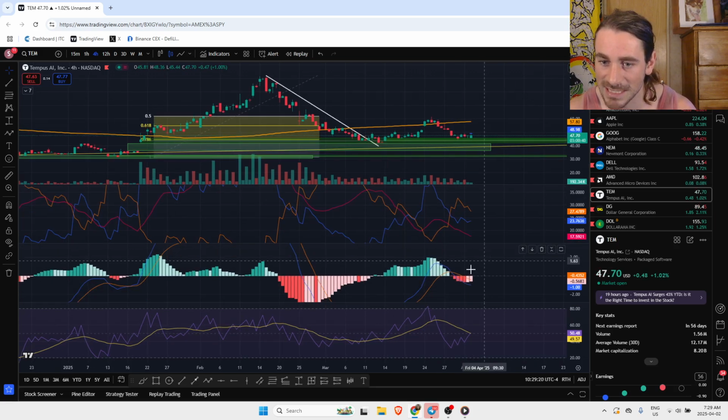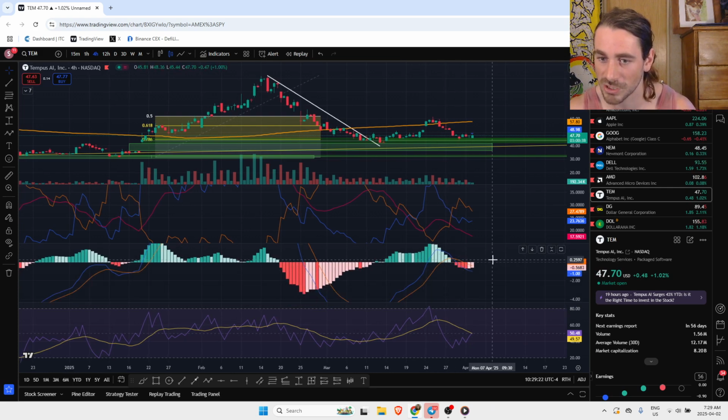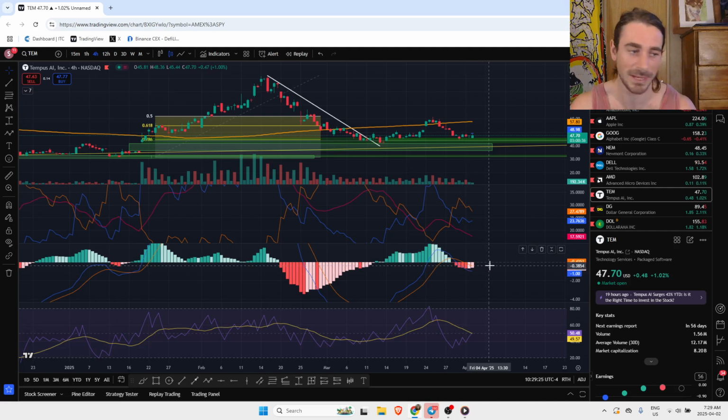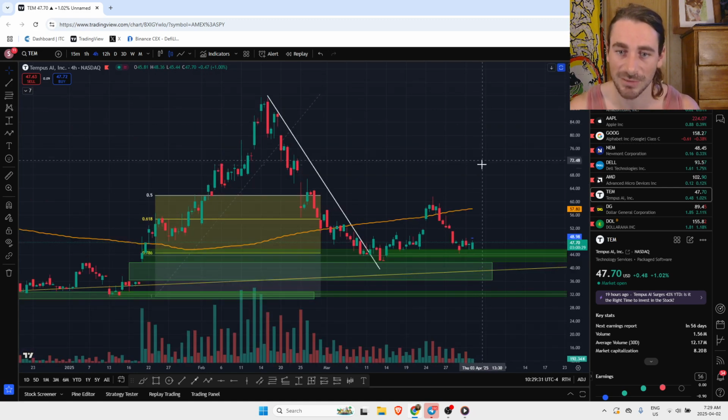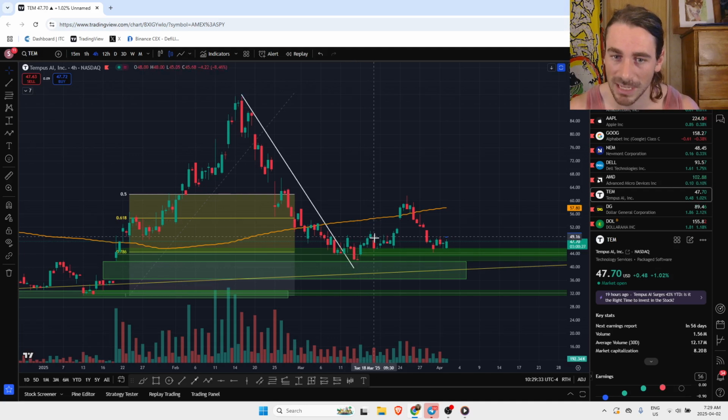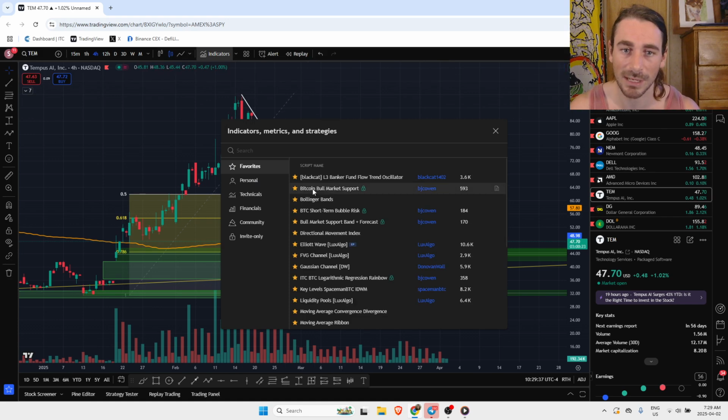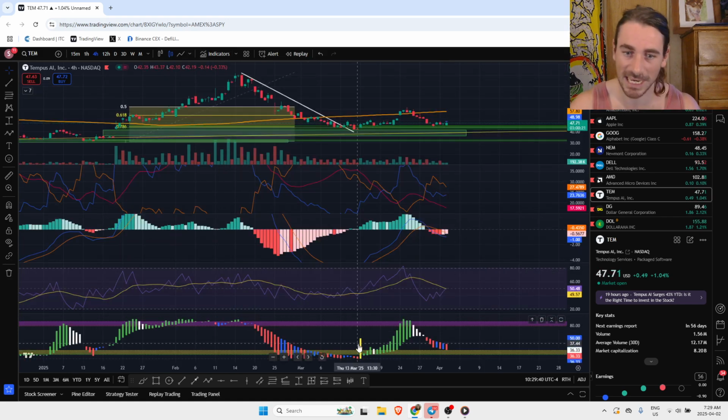We see the MACD is headed to more oversold territory with the red histogram flipping to light red, and we see an incoming bullish cross on the RSI. So Tempest AI is actually an interesting one here. We see pretty much we put in those higher highs, higher lows. We're holding right here.